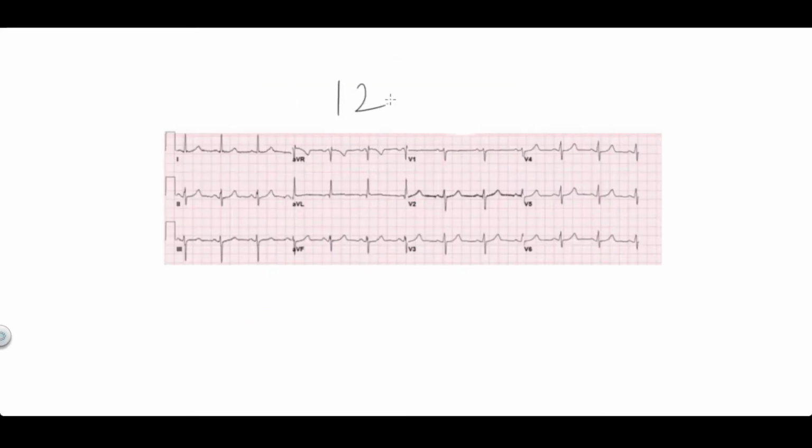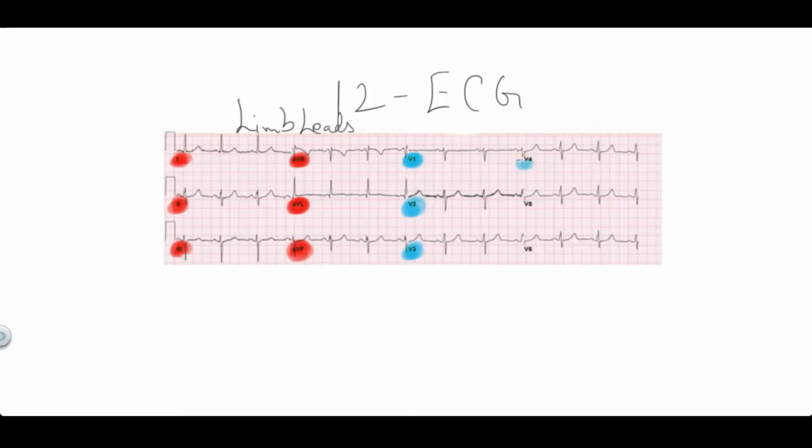So what you are seeing here is 12 lead ECG. It's one of the most common. If you look closely, each lead is labeled. This is lead 1, lead 2, lead 3, and this is augmented vector leads aVR, aVL, and aVF. So these are all limb leads. The other 6 sets of leads are called precordial leads: V1, V2, V3, V4, V5, and V6 are all precordial leads.